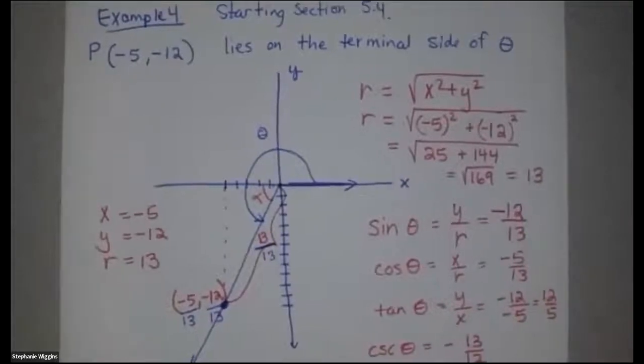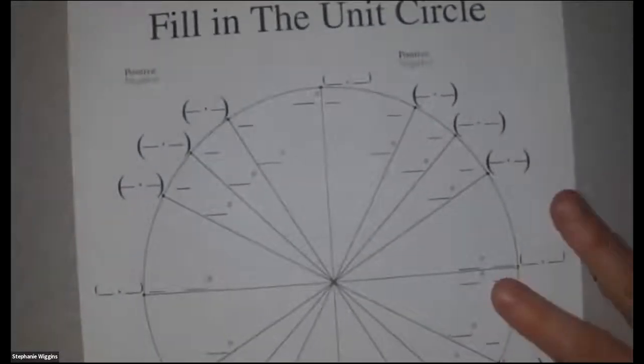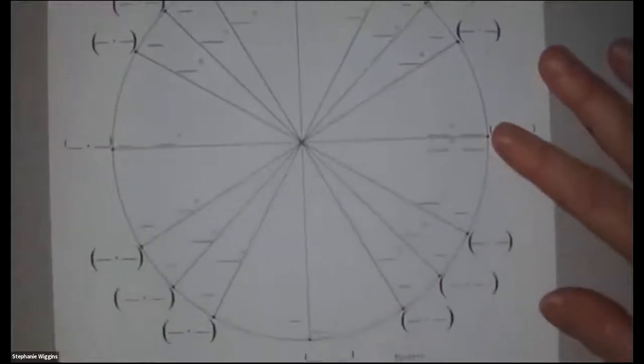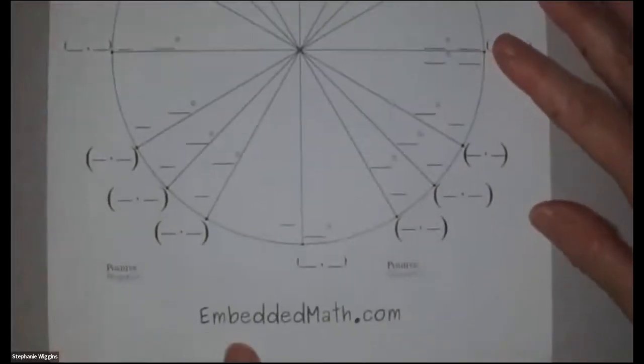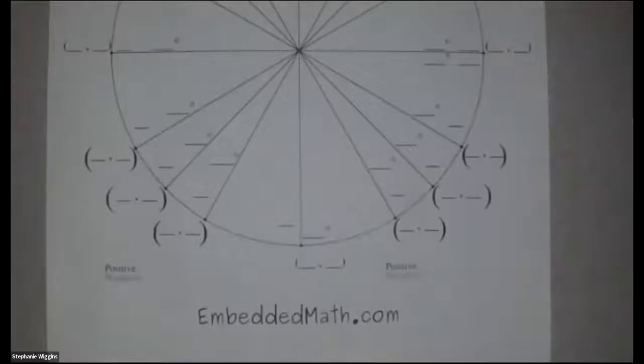So we're going to turn our attention now to the unit circle, and we're going to get a lot of practice with this. Here we have the unit circle. You can download or print this out off the internet, and the website that you want to go to is embeddedmath.com. And if you just Google it, let me just share my screen here to show you how we do that.